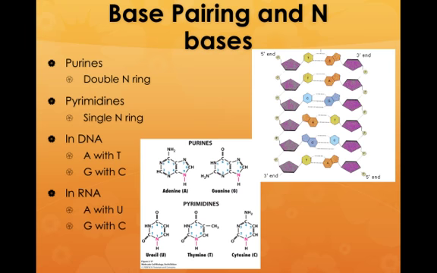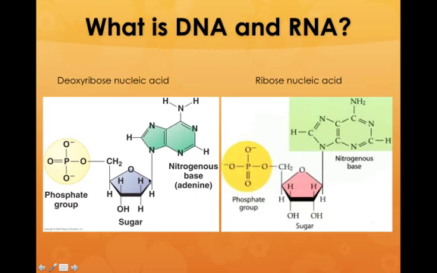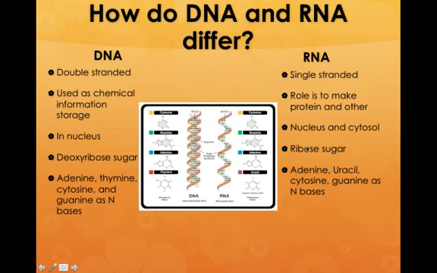If we go on to base pairing, remember what I said: the only thing that really differs between one nucleotide and another on DNA is the nitrogenous base. The nitrogenous bases can be one of four things on DNA, and one of four things on RNA.